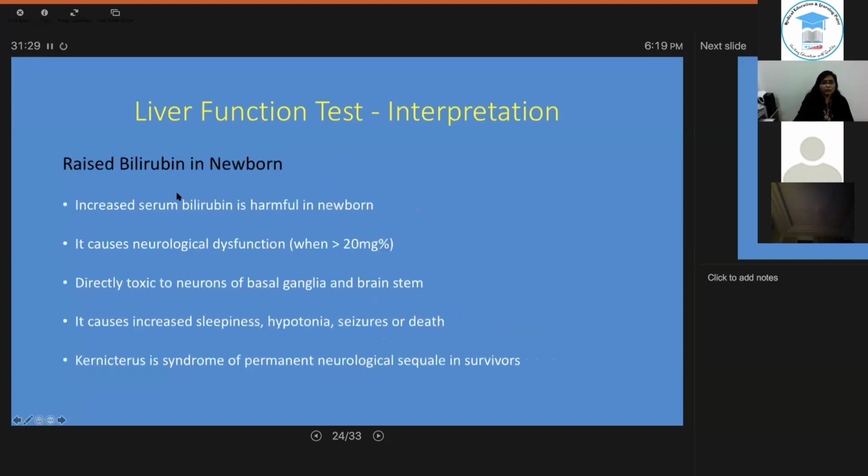A word about raised bilirubin in newborns. Sometimes this report is interpreted by pathologists. Raised bilirubin is very harmful to the newborn. Neurological dysfunction can occur when the level crosses more than 20 mg%. This fraction is directly toxic to neurons of the basal ganglia and brainstem, and it causes sleepiness, hypotonia, seizures, and even death in the newborn. Kernicterus is a syndrome of permanent neurological sequelae in the survivors of this group.